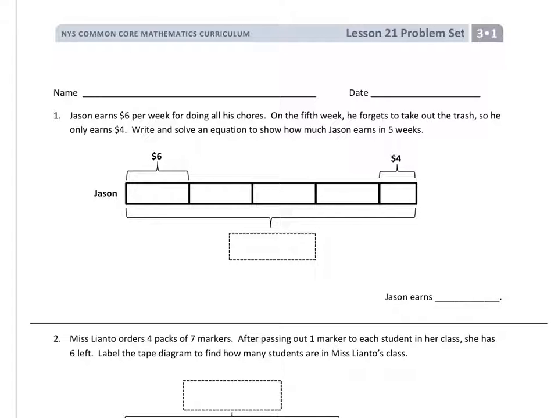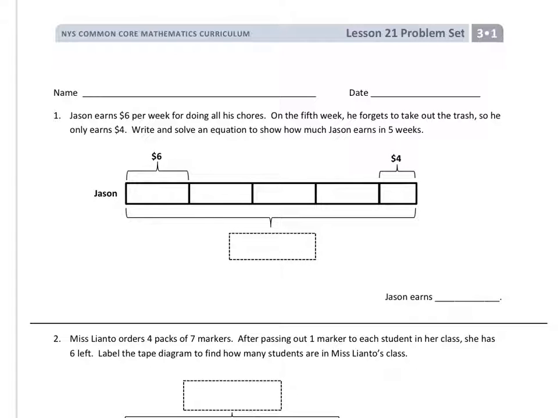I know that I have two problems because I'm working on solving two-step problems. So first, Jason earns $6 per week for doing his chores. I see that right here. On the 5th week, that means he does his chores for 4 weeks, and then on the 5th week here, we see that he's only earning his $4. So I need to figure out how much money Jason earns in 5 weeks. To do that, I can figure out 4 weeks and then my 5th week.